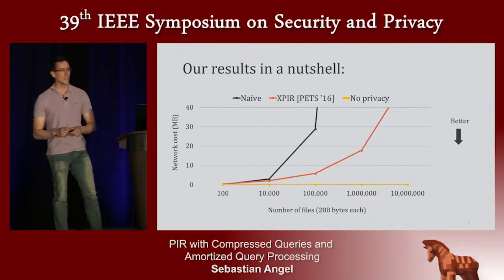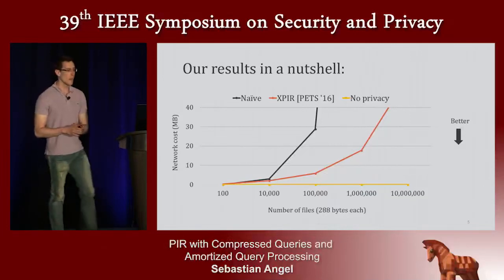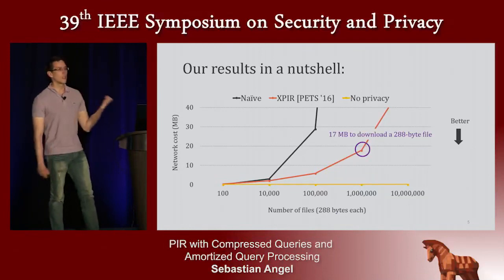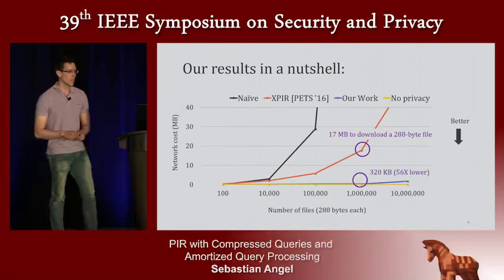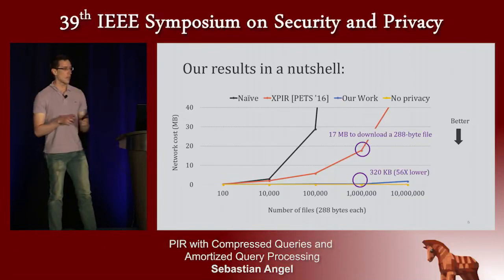The orange line is XPIR, which is the state-of-the-art computational PIR library. And if you take a look at what it costs to download a 288 byte file, it's actually pretty significant. It's 17 megabytes. That's 60,000 times more costly than the non-private version. Our work improves this by an order of magnitude or so. And I'm going to describe how we do it.